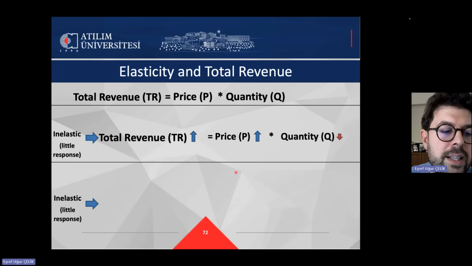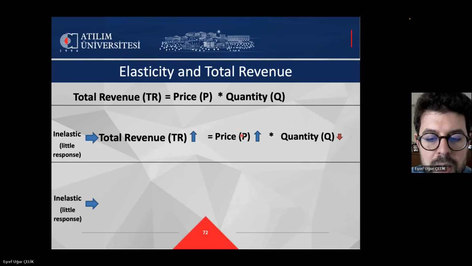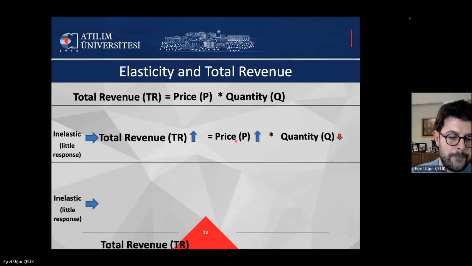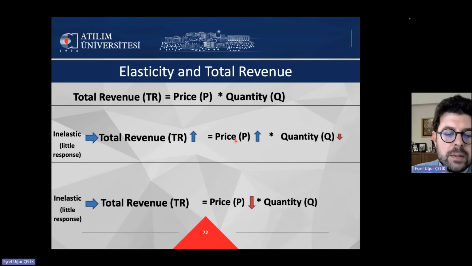So for inelastic goods, the relationship between total revenue and price is in the same direction. When the price of inelastic goods decreases, the quantity becomes higher but only a little. So when the price of inelastic goods goes down, the total revenue also decreases. Okay.